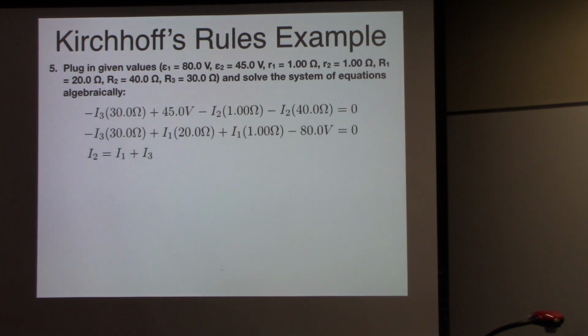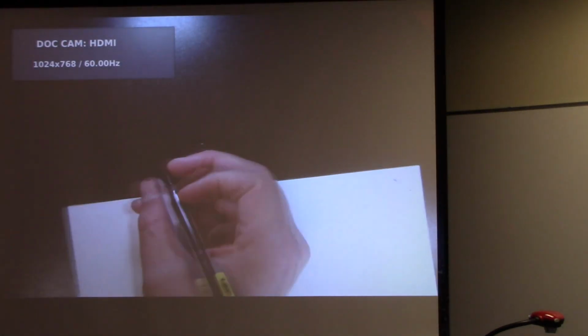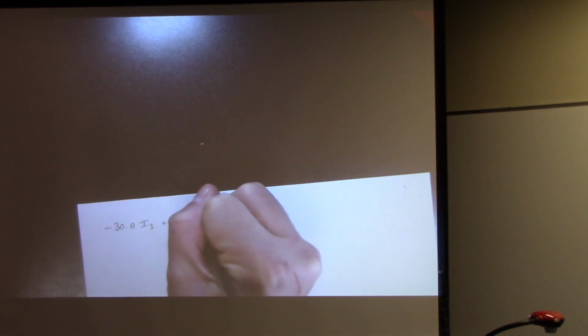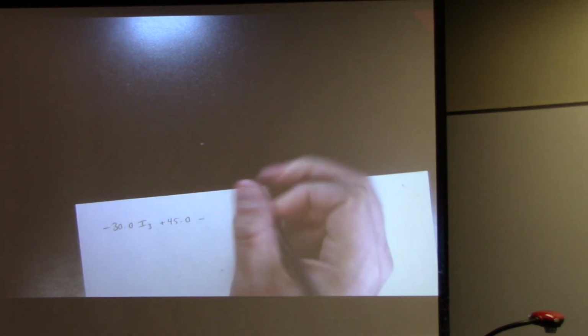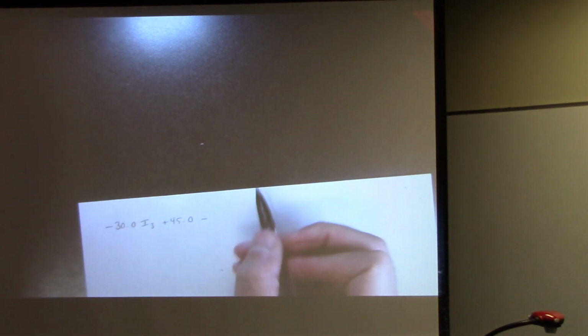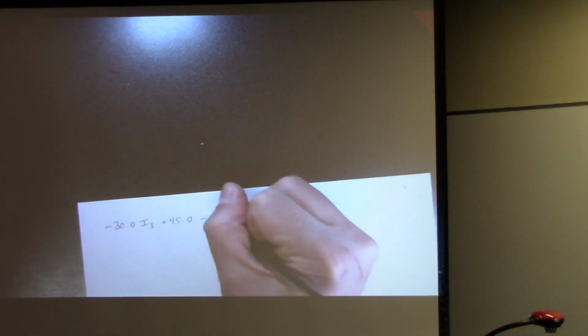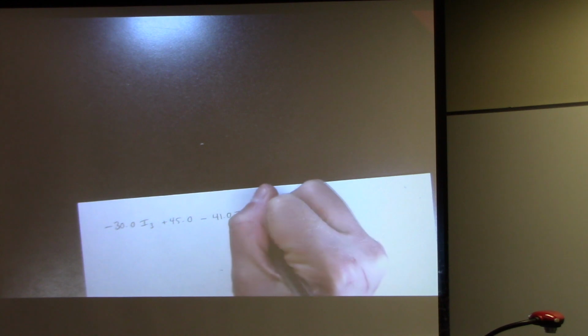So let's do the algebra on the document cam. So what are our equations? We have minus 30.0 times I3, and then plus 45.0. And the next term was basically, we'll take the two resistance values, which were 1 ohm and 40 ohms, you can just combine those to be 41 ohms times I2. And that equals 0. So that's our first equation.